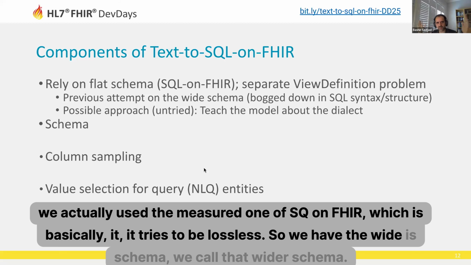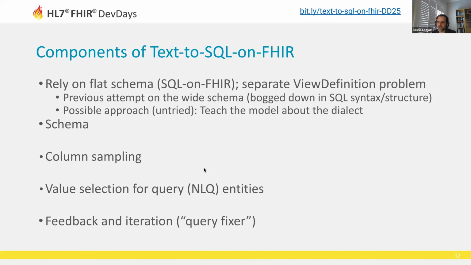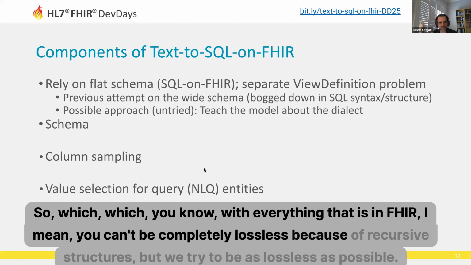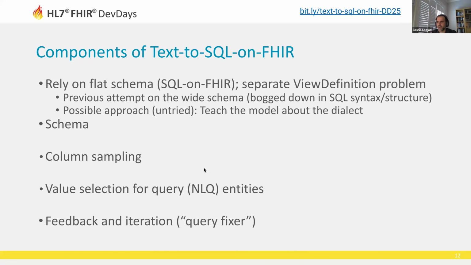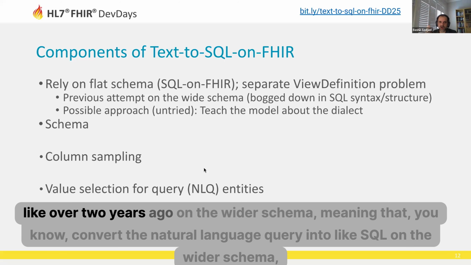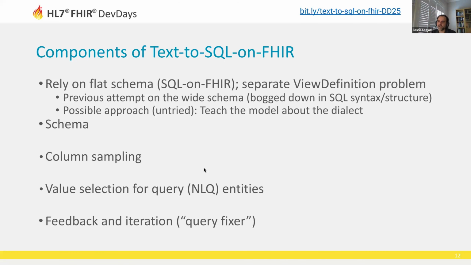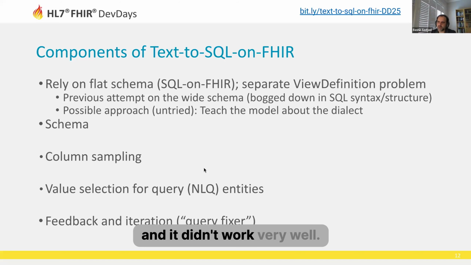So we have the wide schema. We call that the wide schema, with everything that is in FHIR. You can't be completely lossless because of recursive structures, but we try to be as lossless as possible. We tried to build something similar over 2 years ago on the wide schema, meaning converting the natural language query into SQL on the wide schema. And it didn't work very well.